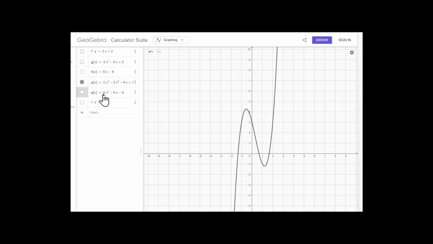Last example, we have 2x to the power of 3 minus 2x squared minus 4x plus 4, and it gives us this kind of n-looking graph here. Okay, so let's go from left to right. Here, the slope is going to be very, very steep. Is it going to be a positive or a negative slope?